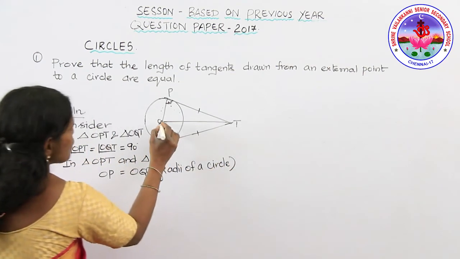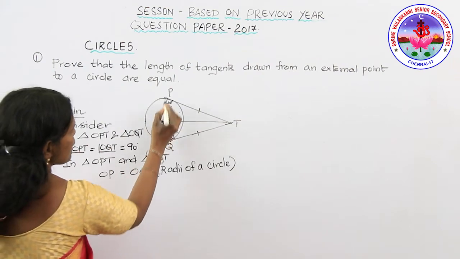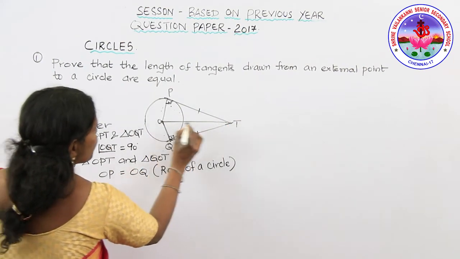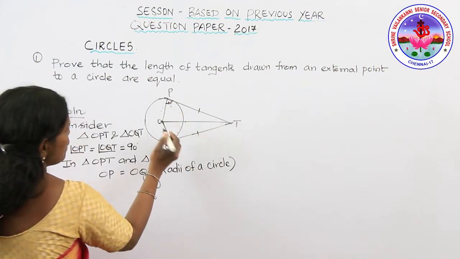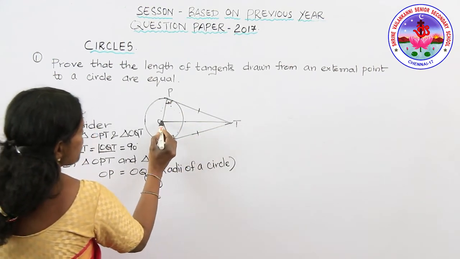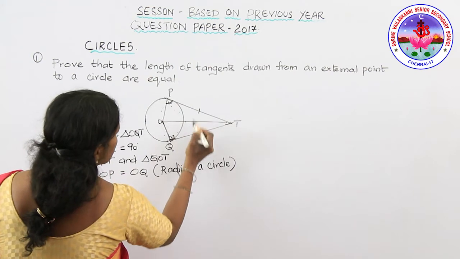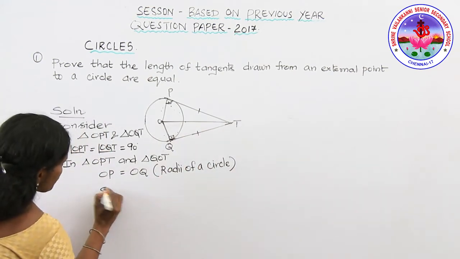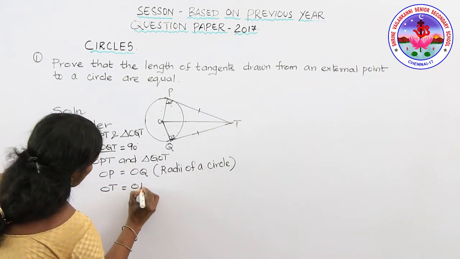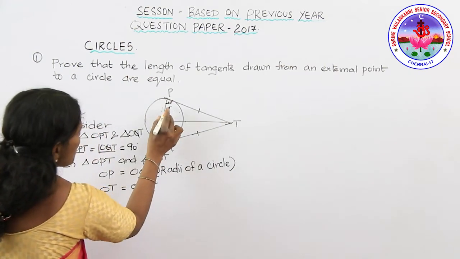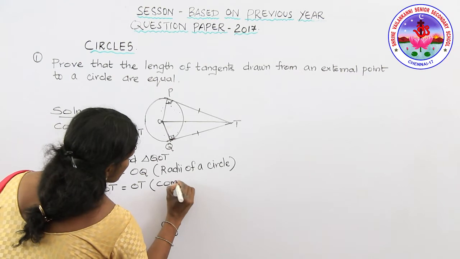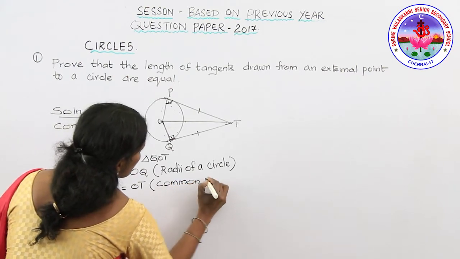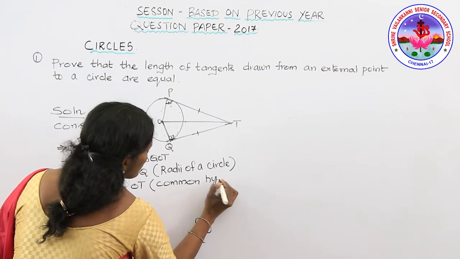So OP and OQ form the related sides of these two triangles, and OT will be the hypotenuse of triangle OPT and triangle OQT. Also, it forms the common side to both the triangles. So my second point is OT is equal to OT. Since OT forms the hypotenuse to both the triangles, I am writing this as common hypotenuse.